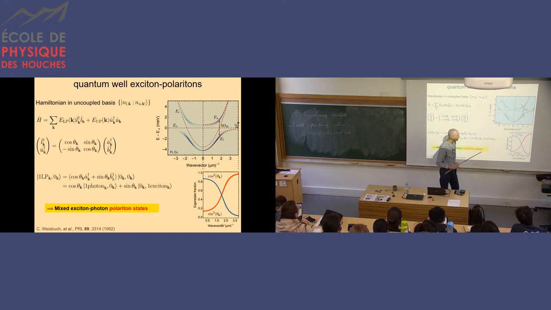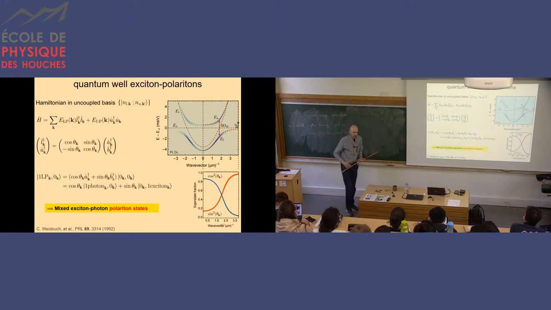15% exciton. On the other hand, if you go here at this K, now you see that the lowest energy is the exciton, and the energy of the photon is much higher. So when you diagonalize your system, your polariton mode here is going to be mostly exciton. You see that you have sine squared almost equal to 1, and almost no photon. Where you are exactly at resonance, you have 1/2. It's half photon, half exciton. So you can tune this parameter, of course, and you can work with whatever you prefer, depending on whether you want rather photonic or rather excitonic particles.